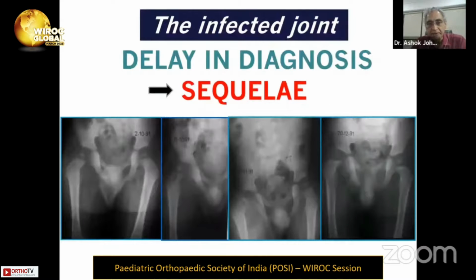Here's an example of a patient who had septic arthritis of the hip. The diagnosis was not picked up. See the right hip, the increase in joint space, and eventually avascular necrosis of the femoral head and loss of the femoral head.